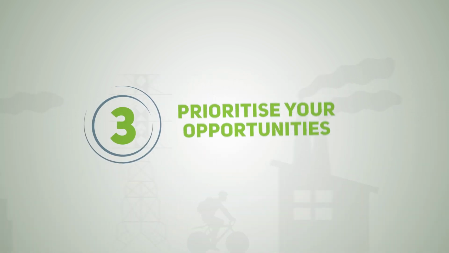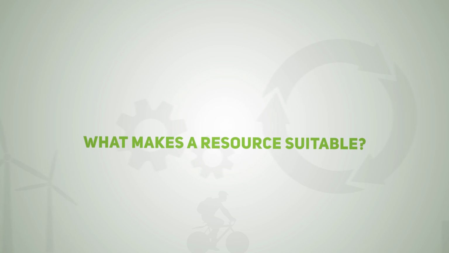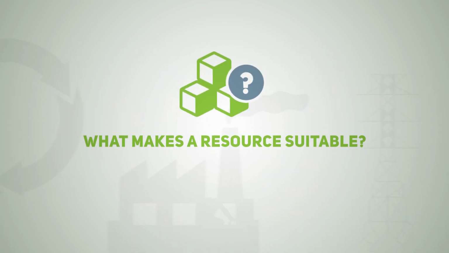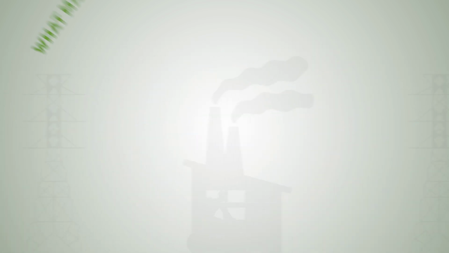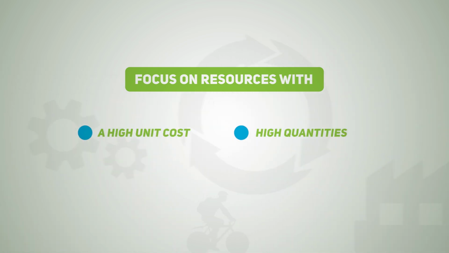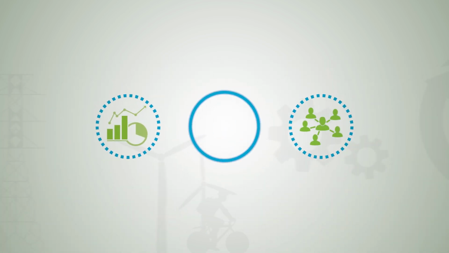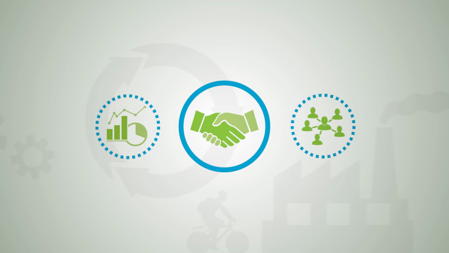Step 3. Prioritize your opportunities. When considering areas of opportunity, start with the question, what makes a resource suitable? Focus on resources with a high unit cost, high quantities, low specifications, regular supply patterns. These are the resources that are more suitable for an industrial synergy opportunity.